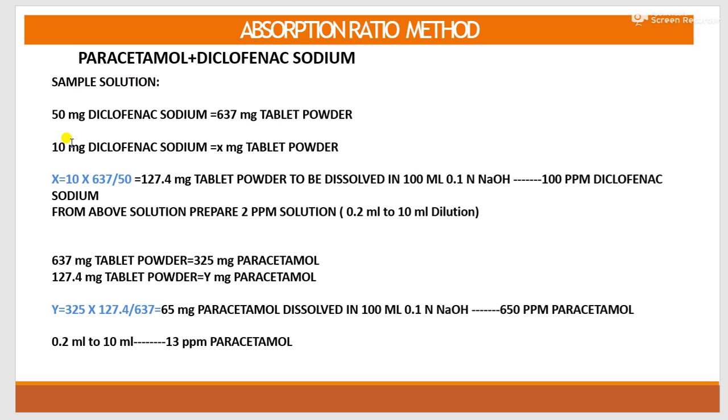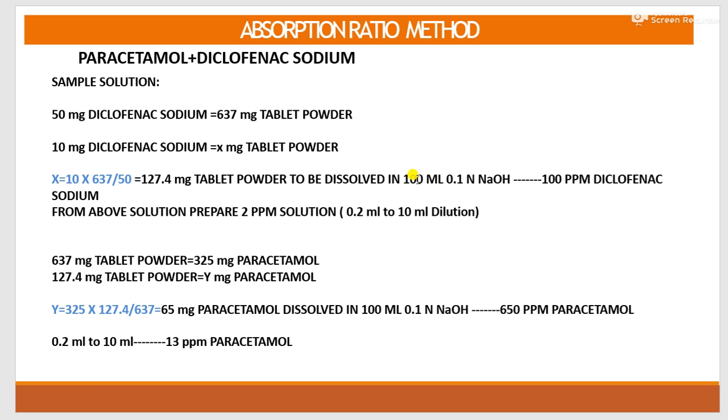So 10 milligram of diclofenac sodium is present in how much tablet powder? That means for 10 milligram diclofenac sodium, how much tablet powder is required? So the answer is 10 into 637 upon 50, that comes to 127.4 milligram of tablet powder. This tablet powder is taken into a 100 ml volumetric flask.